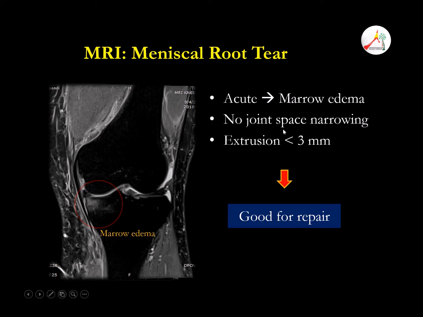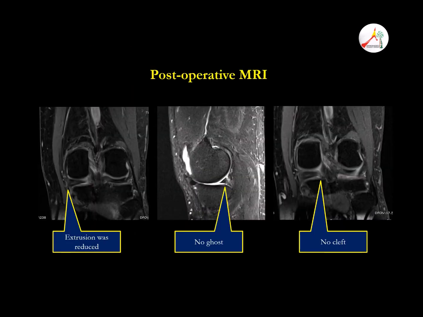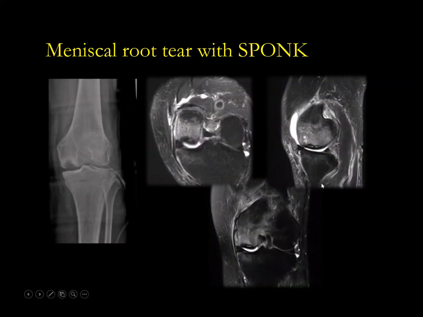So if it is still acute, with marrow edema, extrusion less than 3 millimeters, and no joint space narrowing, this is a good indication for repair. But if you're too late, you cannot repair. This is the result of the repair. You see, the extrusion can be reduced, the ghost sign disappears, and the meniscus can be healed. Okay, it depends on the timing.